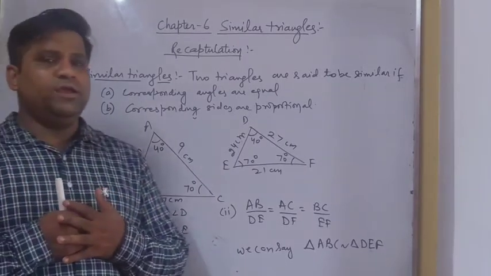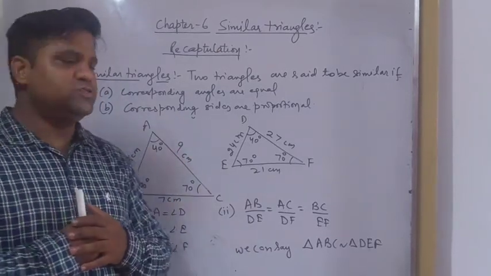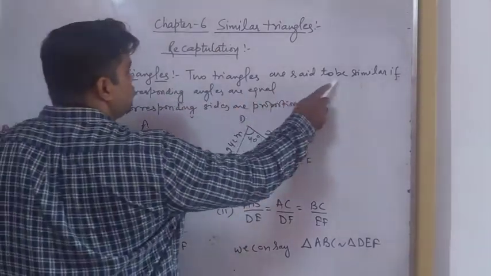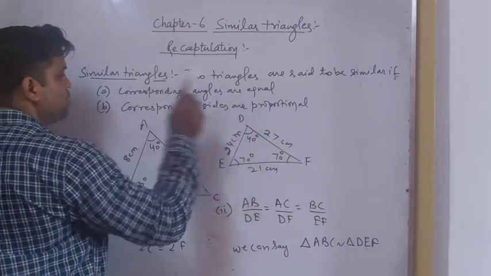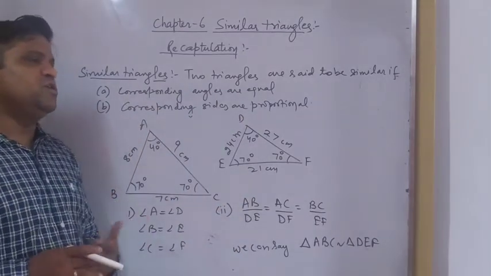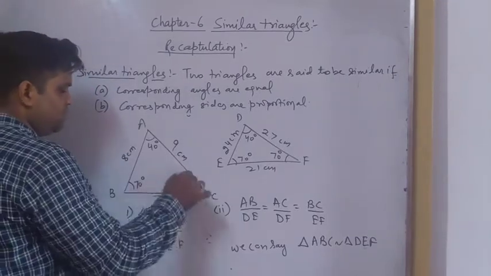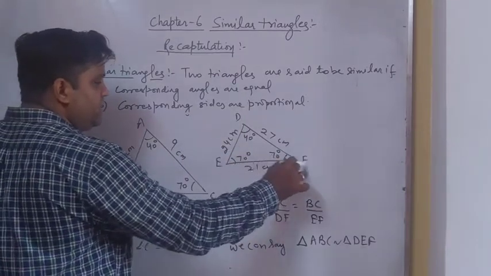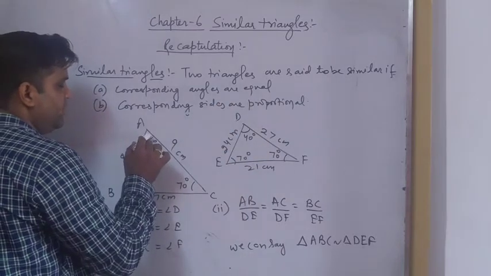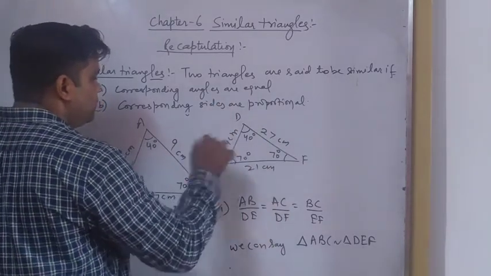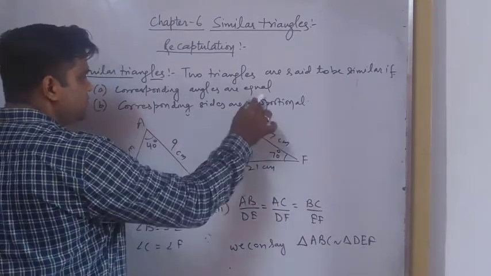So similarly, two triangles are similar when these conditions hold. Two triangles are said to be similar if, in the first condition, corresponding angles are equal, and in the second condition, corresponding sides are proportional. Means if these two conditions hold, we can say that two triangles are similar. Here we have an example, triangle ABC and triangle DEF. When we compare the angles, angle A is equal to angle D, angle B is equal to angle E, and angle C is equal to angle F. First condition holds.